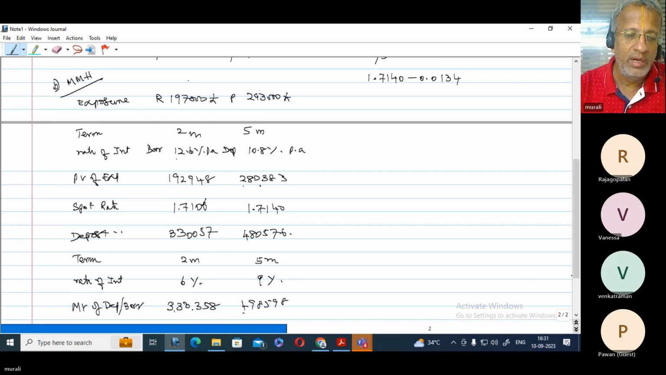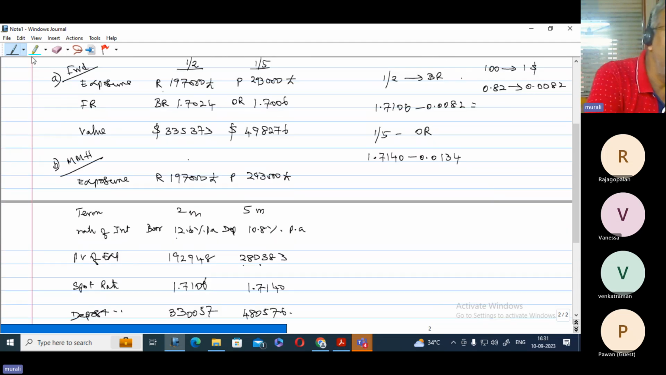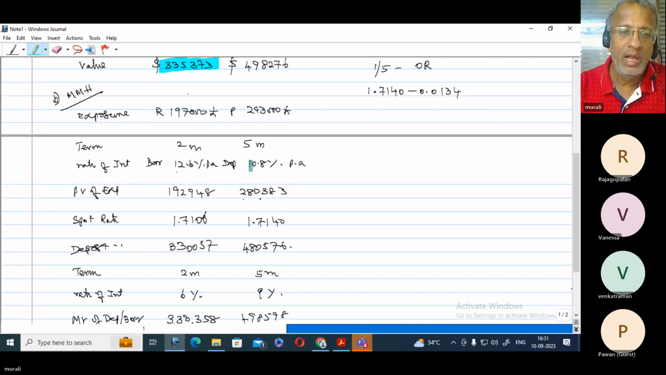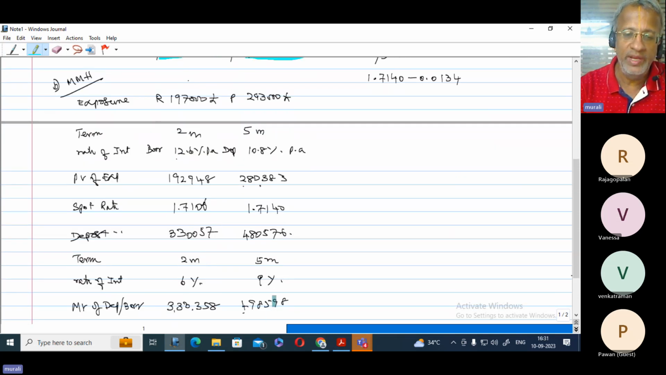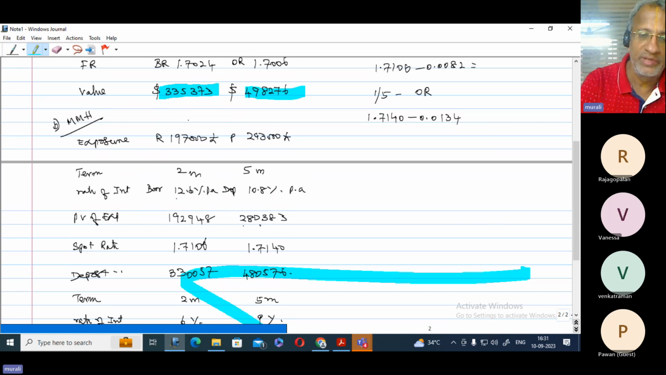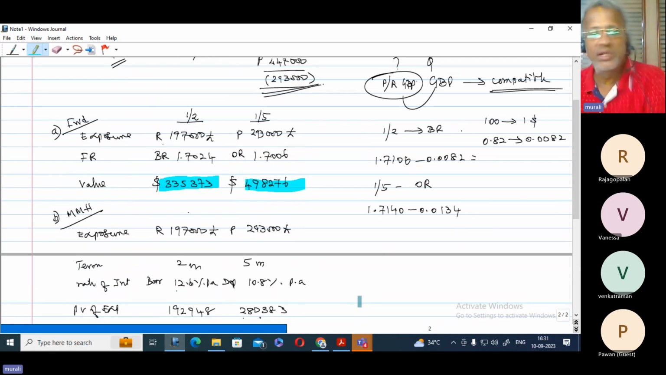335,373 and 333,358. So the first one is a receipt. I consider this receipt is better, a higher amount of receipt. And in the case of payment, marginally we are paying a little less. So here it is 598 and there it is 276. Right. So I consider between the two, forward hedging is to be selected both for receivable as well as for payable exposure. Correct?